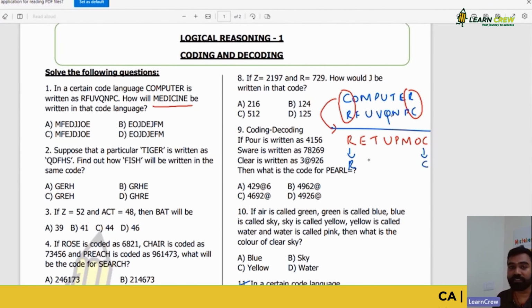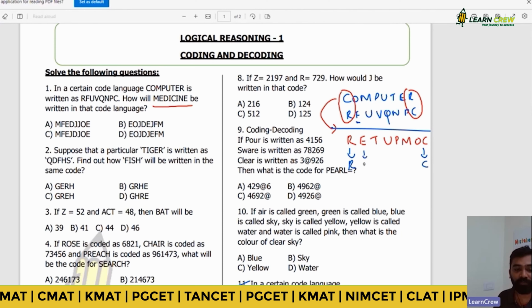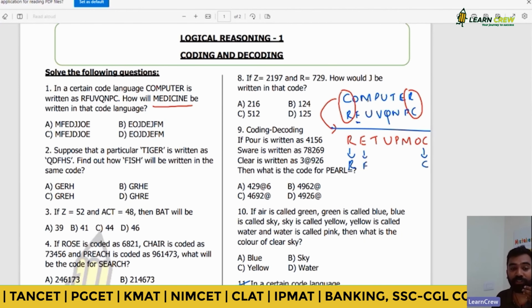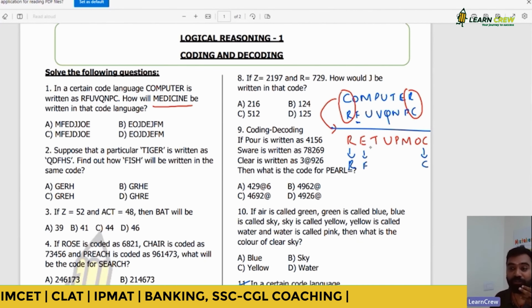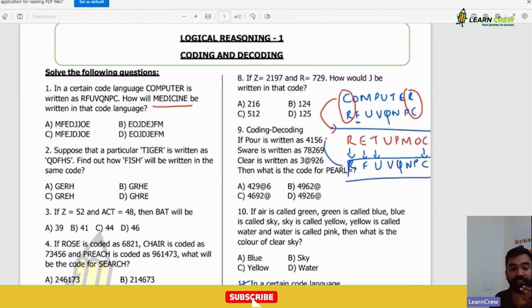Okay. That part of the question is done. Now, next, what is happening? Here, the next letter is F. So from E, how to reach F? Plus 1. So this becomes F. From T, how to reach U? Plus 1. So T plus 1 becomes U. U plus 1 becomes V. P plus 1 becomes Q. M plus 1 becomes N. So this is the logic which they have given.